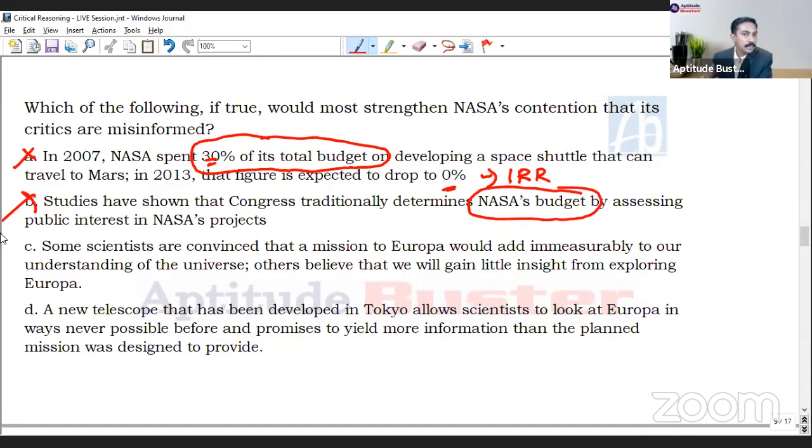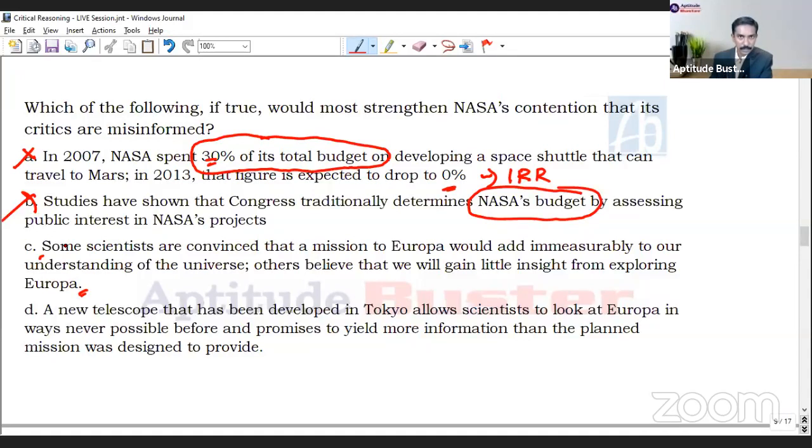So I'm taking you to the other part of the examination demands, guys. Not only helping you to answer questions rightly, but I'm also giving you tips to shorten the time consumption. A gets eliminated, B has been eliminated. Look at option C. Option C says some scientists are convinced that a mission to Europa would add immeasurably to our understanding of the universe. Others believe that we will gain little insight from exploring Europa.